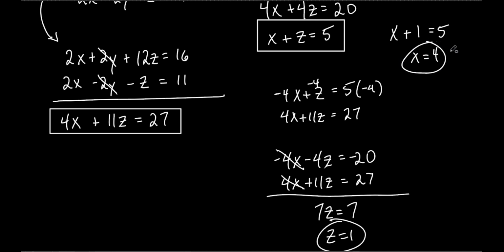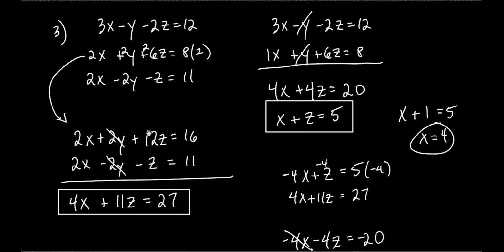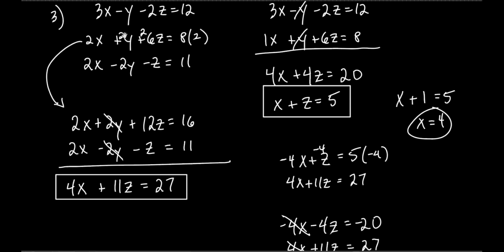Now we got to solve for what? Y, correct? I can use any of these equations. It doesn't make any difference. You could use this top one, but it's got a negative y. This might be a little confusing. Remember, I put the 2's there. What was it originally, though? It was x plus y plus 6z equals 8. So that's what I would use.